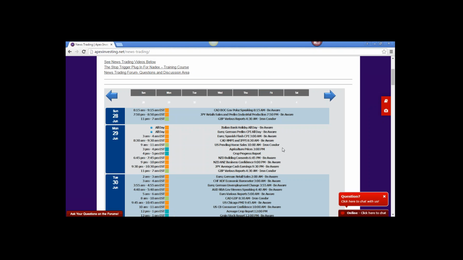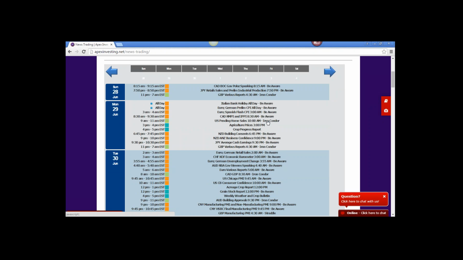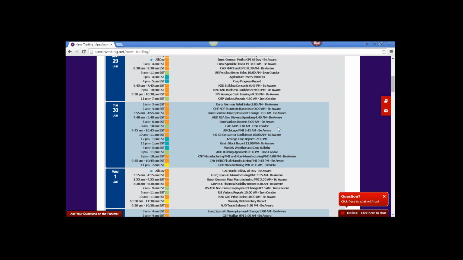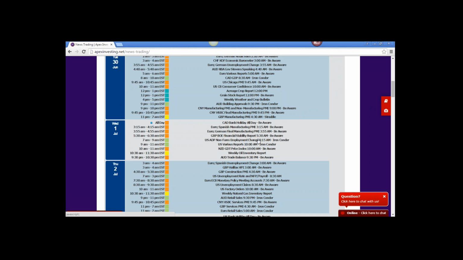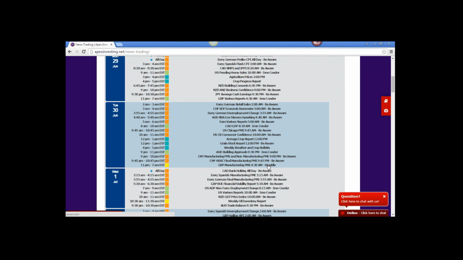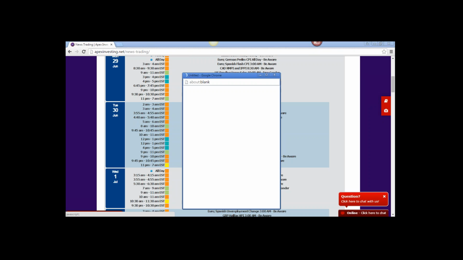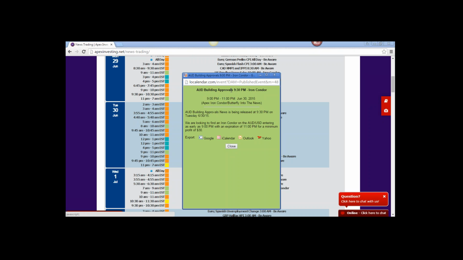Now, others, though, you'll see might say iron condor, or you might see some that say straddle or strangle. And these are trades that historically do have an effect on the market. And we actually have a trade plan for them. Like right here is a straddle, right here is an iron condor. And if you click on that, we'll actually tell you, okay, this is for the Aussie building approvals, comes out at 9:30 p.m. We recommend an iron condor.